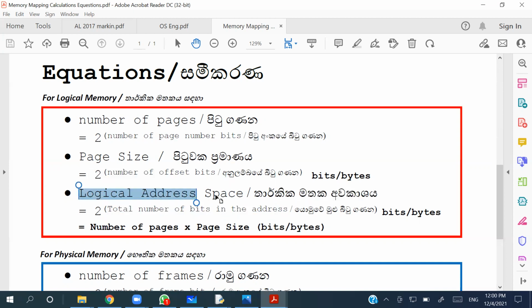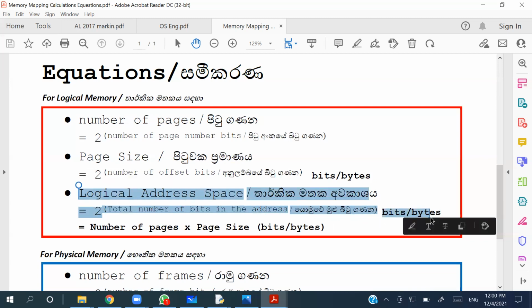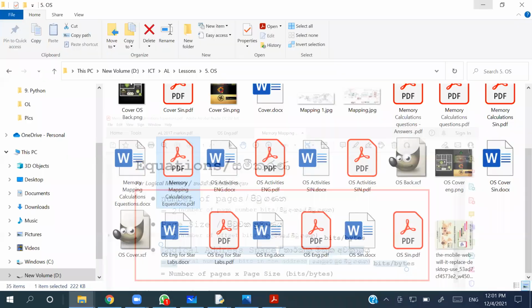So we know the logical address space. It says 32 kilobytes. Right? And the equation equals 2 to the power total number of bits in the address. So that is what we need to find out. Now, all together, by applying that, tell me how many bits are there in the logical address. What is the logical address space, or the capacity of the logical memory? What should be the answer for that?